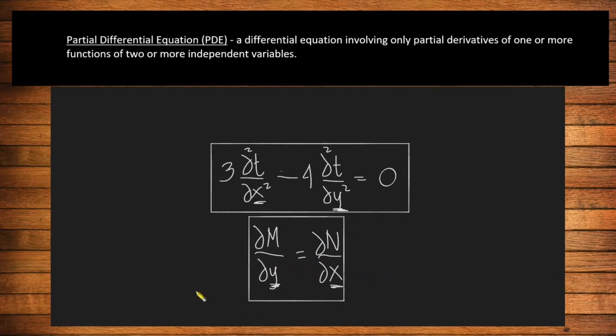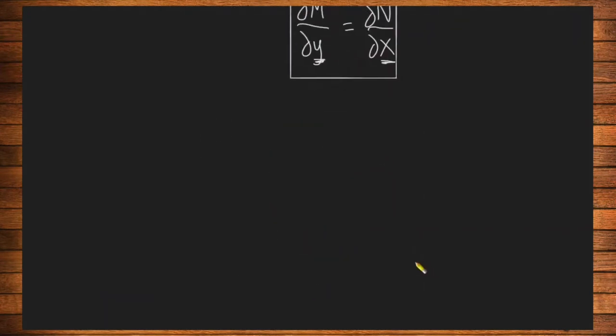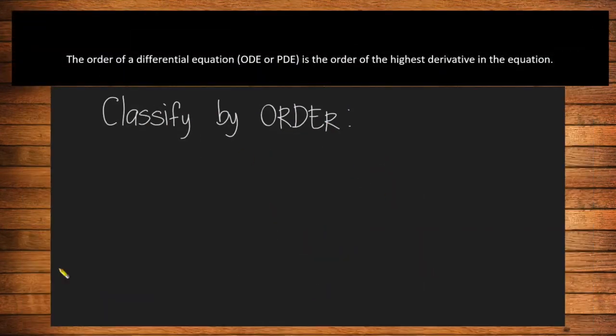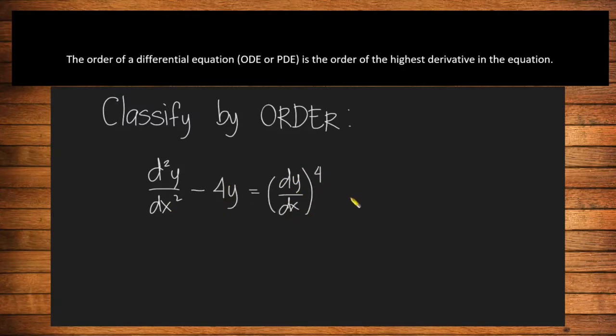Okay, so next we will classify our differential equation by its order. So, napakasimple lang ng classification na to. Basically, the order of a differential equation, both ODE or PDE, is the order of the highest derivative in the equation. For example, we have the equation second derivative of y with respect to x minus 4y equal to the first derivative of y with respect to x raised to the power of 4.